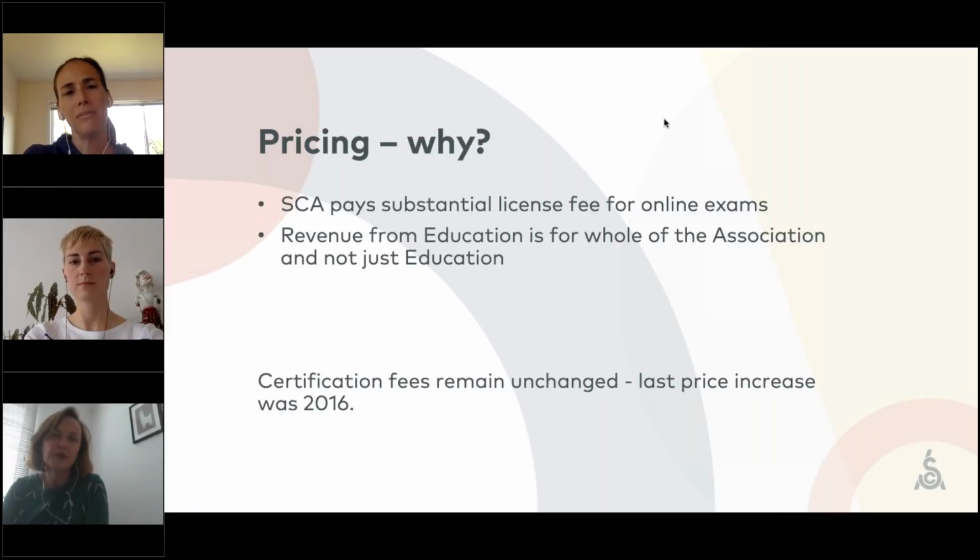The second point I want to make is that a number of you have said that the work that you do is generating a lot of revenue for SCA. No doubt about that, it is. But the revenue from SCA is for the association as a whole.